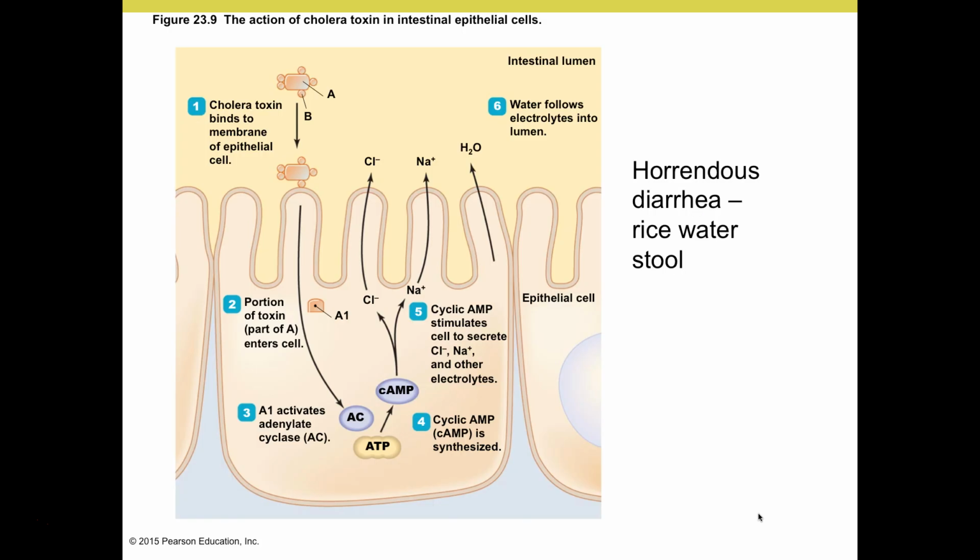Here's the action of cholera, as you can see. Once it goes into the intestinal cell, it releases the toxin, and that triggers your cells to secrete chloride and sodium and other electrolytes. And what happens is your intestinal cells release too much water, and that's when you get this horrendous diarrhea, which they call rice water stool.